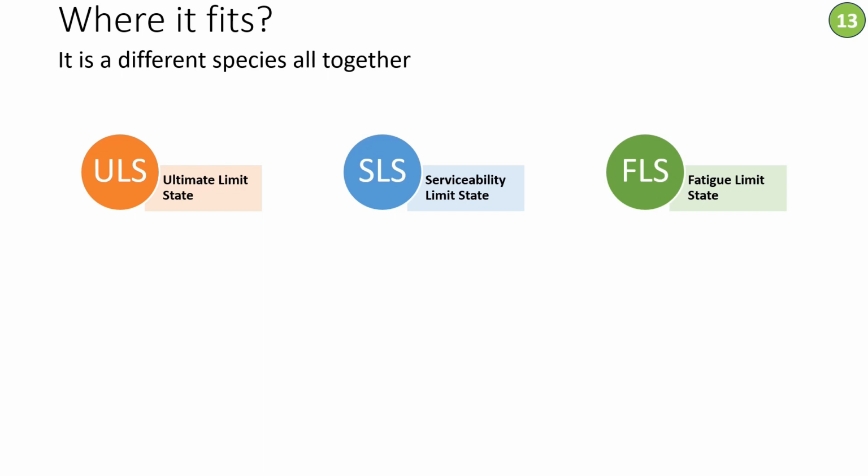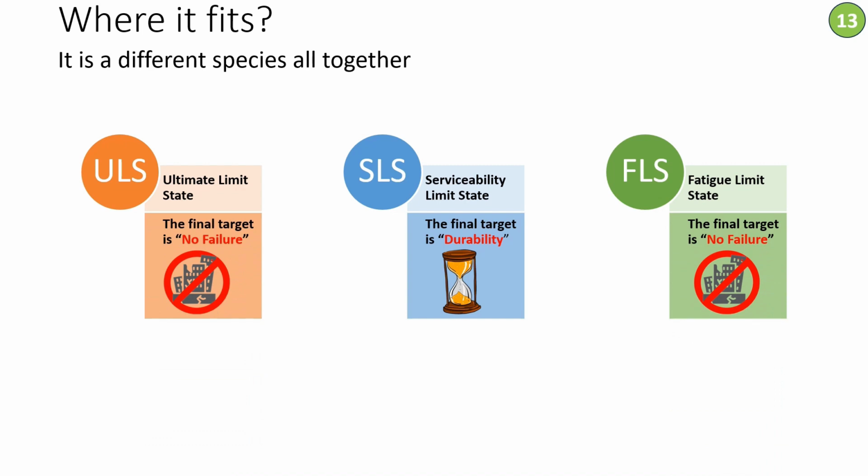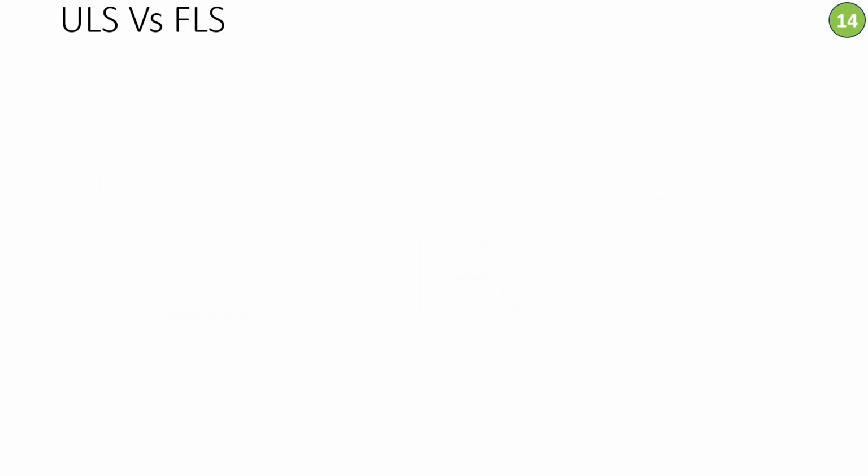But it's fair to say that each limit state has a final target. For the serviceability limit state, we could say that the final target is the durability. For ultimate limit state and fatigue limit state, we can say that the final target is to not allow for the failure to happen. And from there, we are going to hold a comparison between fatigue limit state and the ultimate limit state to understand the underlying philosophy of the fatigue limit state and how the fatigue limit state handles the failure. Ultimate limit state versus fatigue limit state.